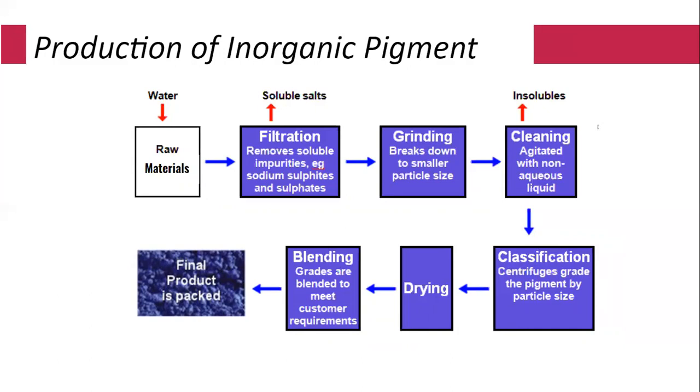Okay, so I'm Yuki. I'll present about the production of inorganic pigments. So the raw materials for the inorganic pigments will go through 7 processes, which are filtration that removes the soluble impurities, and then grading, cleaning, classification, drying, and blending before the final product is packaged. This is the general production of the inorganic pigments. So you can move to the next slide, please.